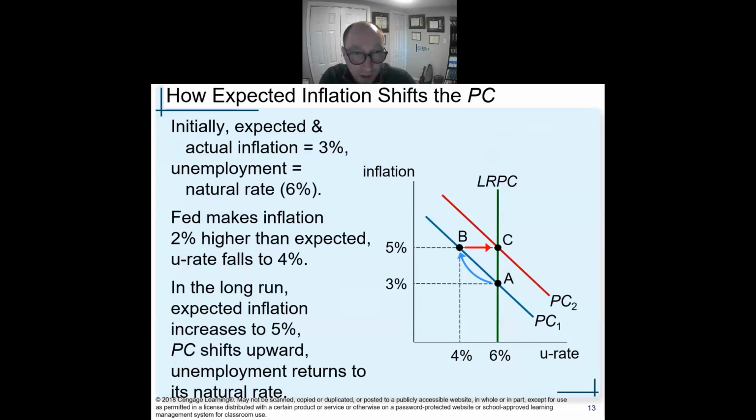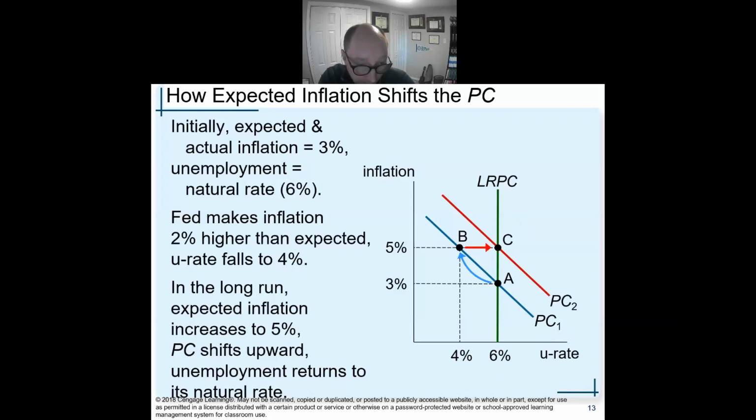Initially, the expected and actual inflation rate is 3% in this example. The natural rate of unemployment is 6%. If the Federal Reserve decides to increase inflation by 2% by pumping some more money into the system through government spending, the unemployment rate will fall to 4%.